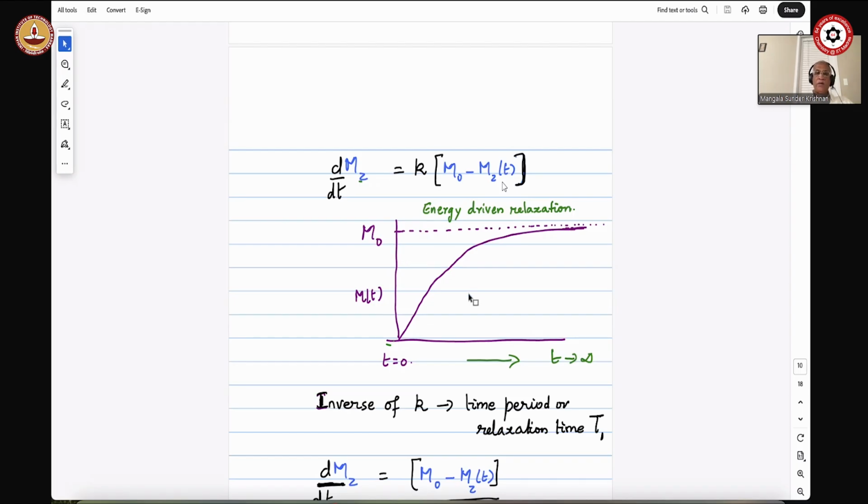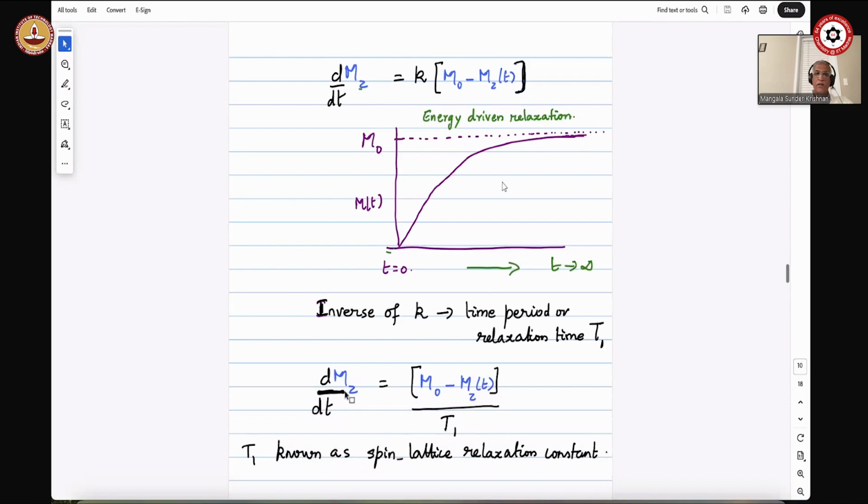So this was modeled by Felix Bloch using a simple first order differential equation. The rate of change of Mz with respect to t is proportional to the difference between the maximum M naught and the value of Mz at any given time. And there is a relaxation time constant called T1.